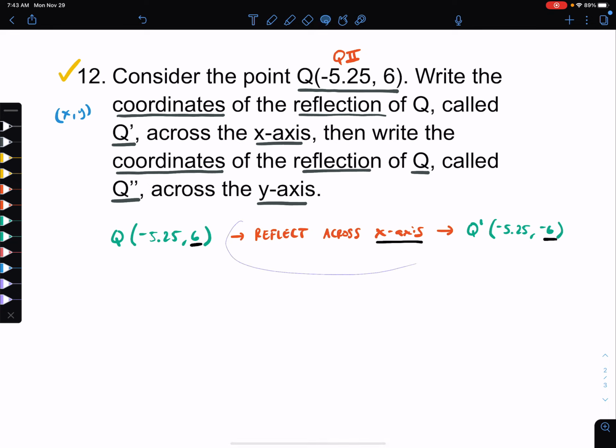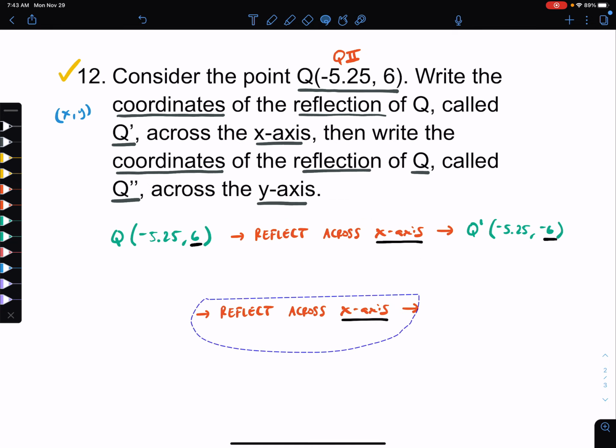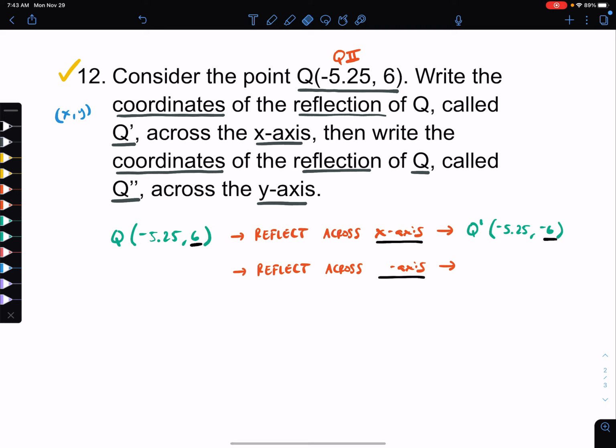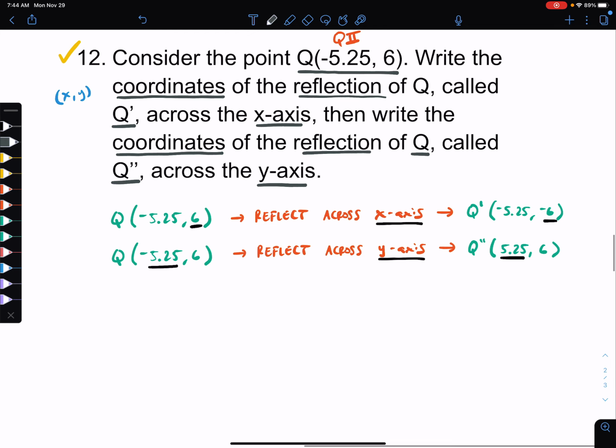Okay, now let's see if we're going to reflect it across the y-axis instead. The y-axis is that line going up and down, so we're going to reflect this thing left and right. If we take the original point of Q and reflect it across the y-axis, then Q double prime, calling it something slightly different, is going to be (5.25, 6). Notice here that the y's stay the same, but the x's are now opposites.